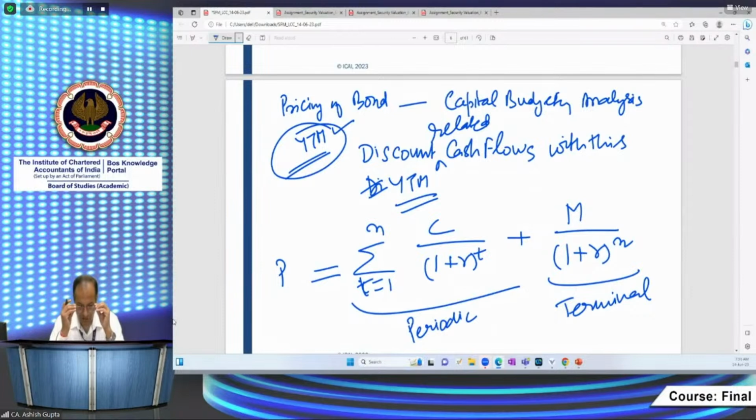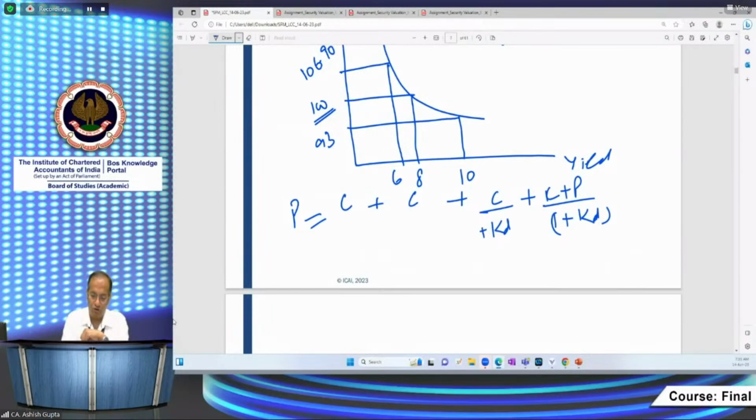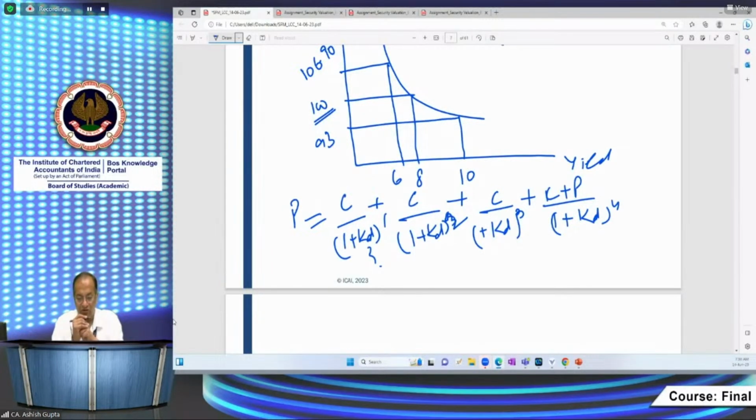Now, student, please recall at your intermediate level when we used to compute the KD. There we normally were given the prices. We were given the coupon payment plus principal repayment divided by 1 plus KD, raised to power 1, 2, 3, 4 and so on. We used to calculate this value, and we had been given this value.